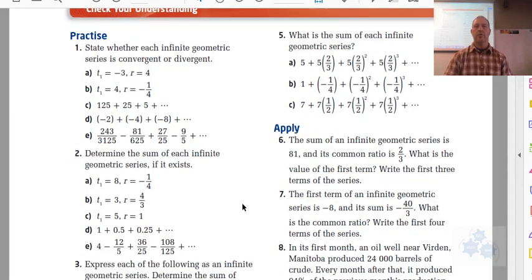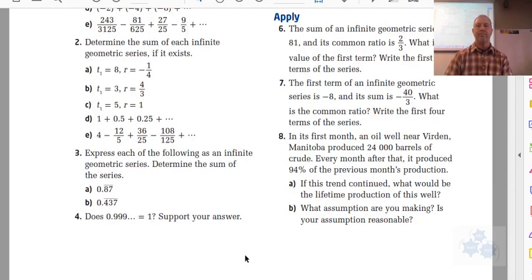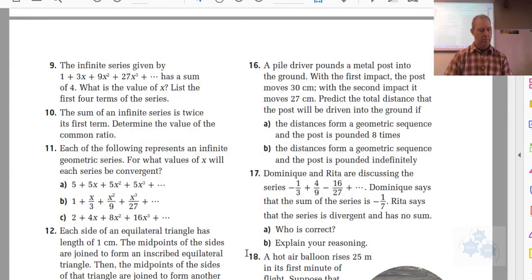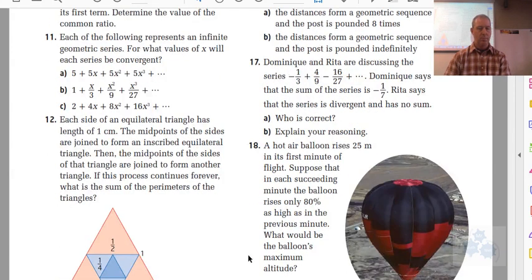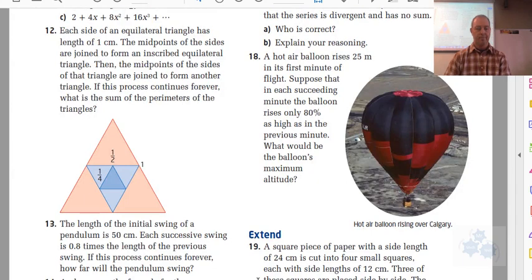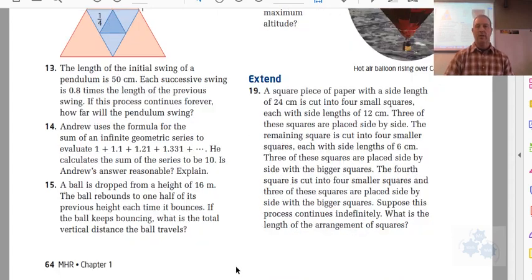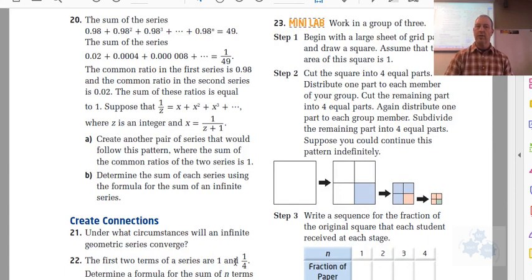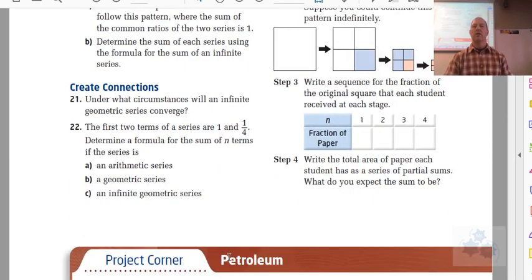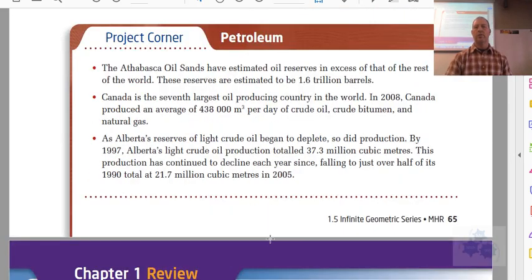Here's a quick shot of some of those questions if you get stuck at home without a textbook. And if you get through this, please take a chance to do an extend question. Those ones are a little bit more challenging. So if you're getting through this stuff and you feel you've got a handle on it, do an extend question. It'd be really good for you to sharpen up your skills there.